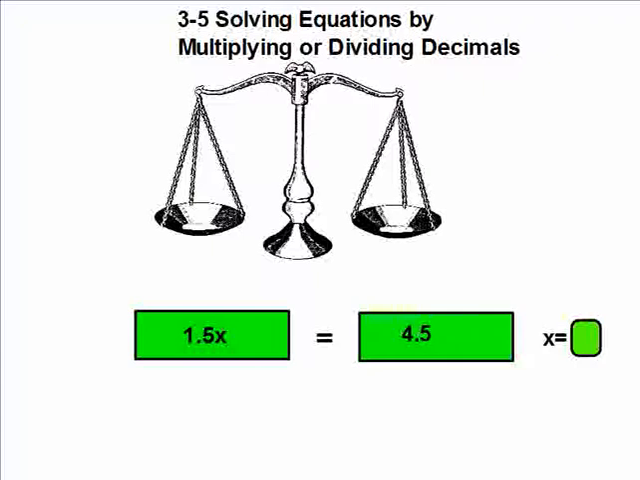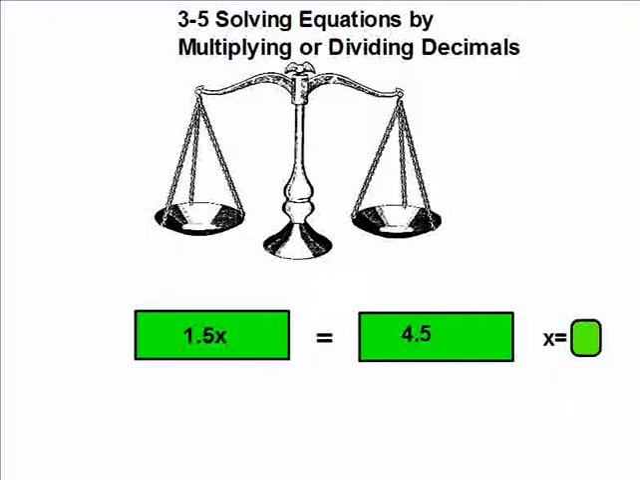3-5, solving equations by multiplying or dividing decimals. Let's look at this first problem. 1.5x equals 4.5. We want to know what x equals.